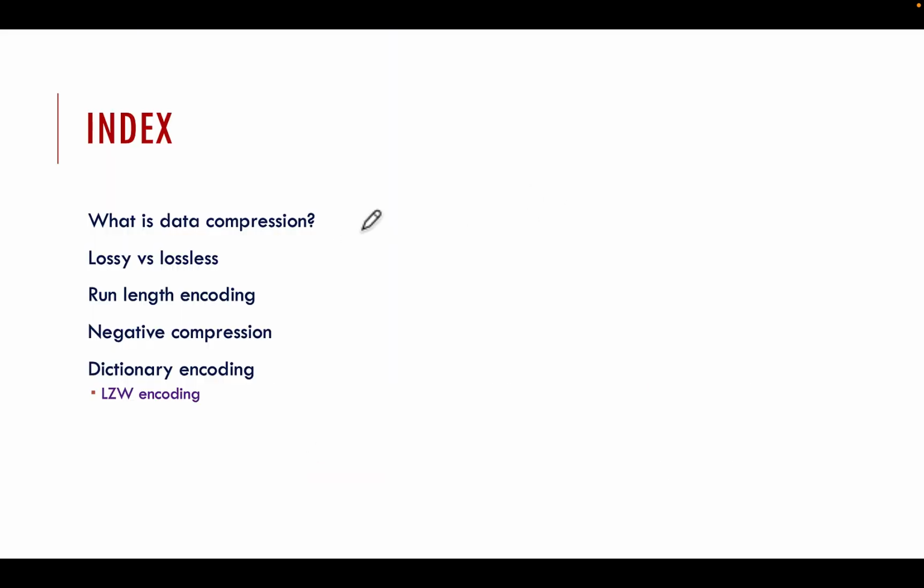What we're going to talk about in this video is what is data compression. What is the difference between lossy and lossless compression? And a few types of compressions such as the run length encoding system, the negative compression, and the dictionary encoding. One of the types of the dictionary encoding is called the LZW encoding, and we are going to talk a little bit about that. So let's get started.